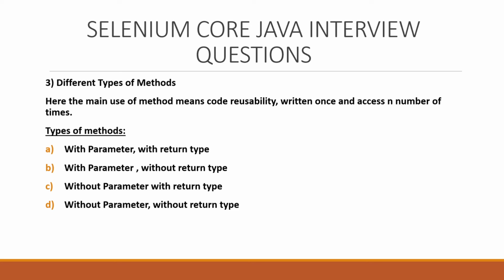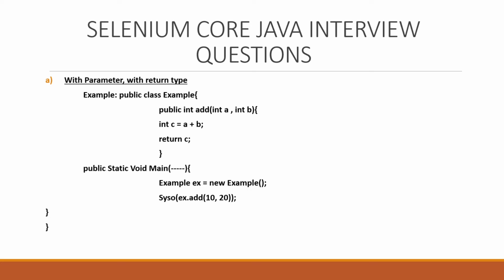The first method is with parameter and with return type. You can see the example here. First I created a class, and I created one method called public int add, where add is the method name, and I am passing two parameters, int a comma int b. Here we have one return type, return c, and we have parameters inside that method, int a comma int b. This is the example for with parameter and with return type.